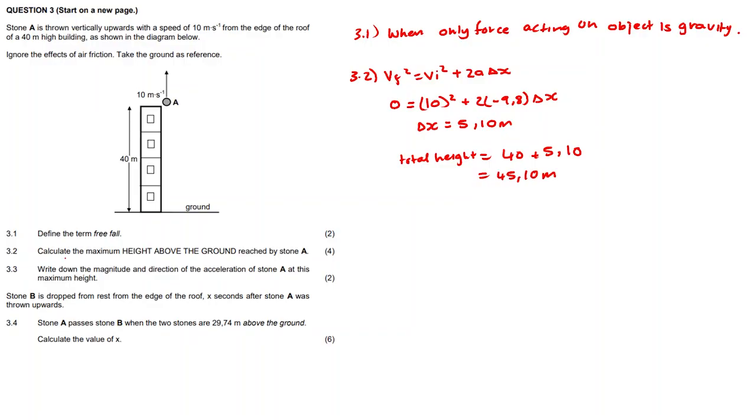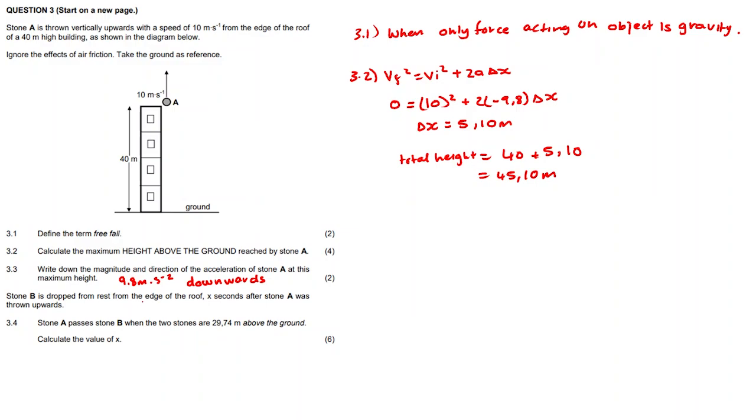Question 3.3. Write down the magnitude and direction of the acceleration of stone A at its maximum height. So at its maximum height, the acceleration will be 9.8 as the only force acting on it is gravity, and this will be in the downwards direction.